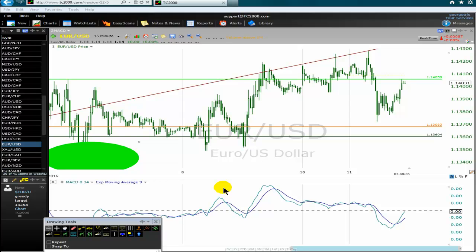I want to buy the euro-dollar currency pair at 114.05. The price is now at 114.03. So the green horizontal line here is my limit order to buy the euro at 114.05. This order is not yet filled. It will be filled when the price reaches the level of 114.05. Okay?